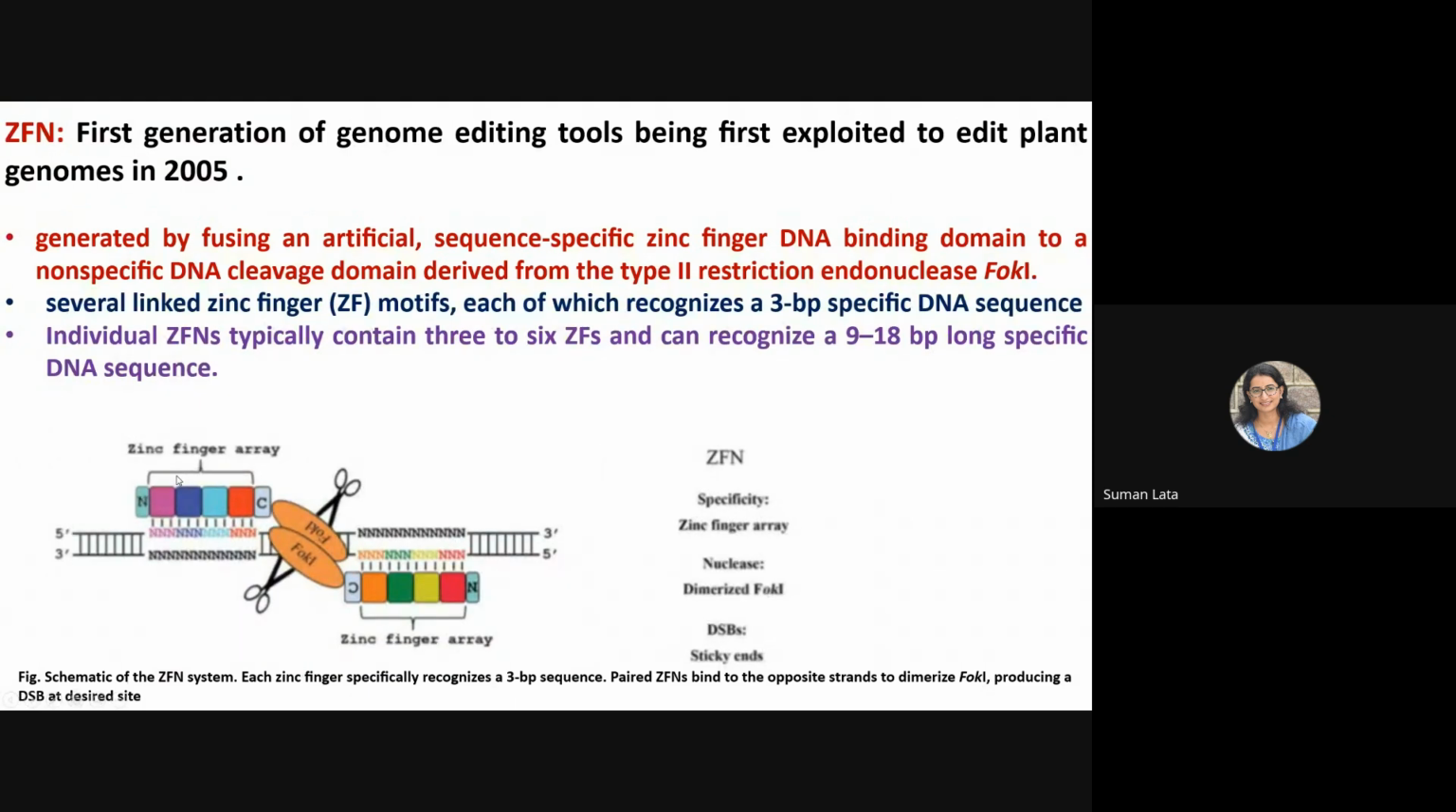But zinc finger nucleases act in the form of dimers. Two zinc fingers are required because FokI acts only when it is in dimer form. So this is the arrangement of the zinc finger nuclease. These are the zinc finger arrays, two zinc fingers, and this is the FokI enzyme which cleaves the DNA at a specific site where the zinc finger binds. So the specificity of this nuclease is the zinc finger array, and the nuclease is dimerized FokI, and they create double-stranded breaks, that is, sticky ends are created.